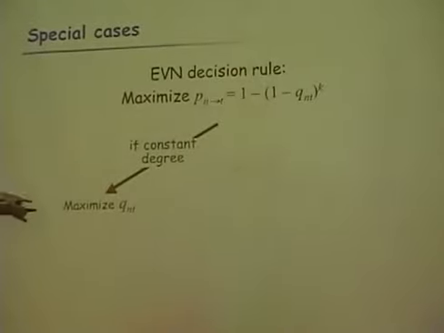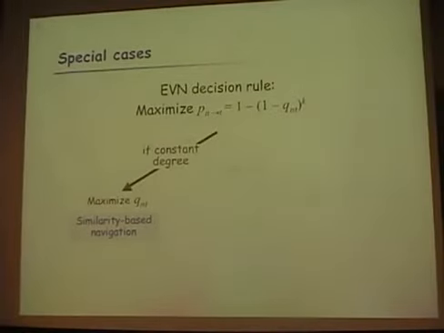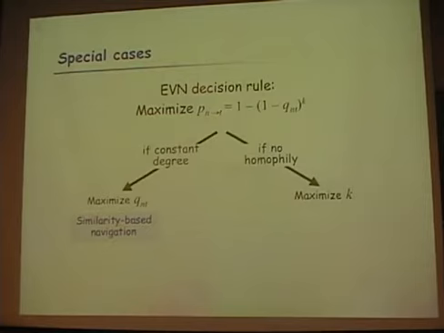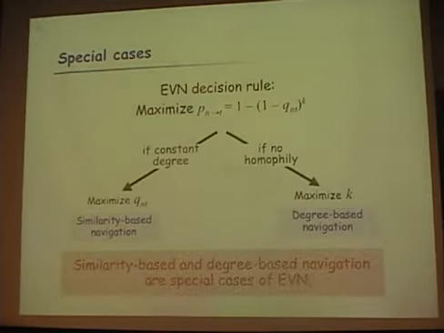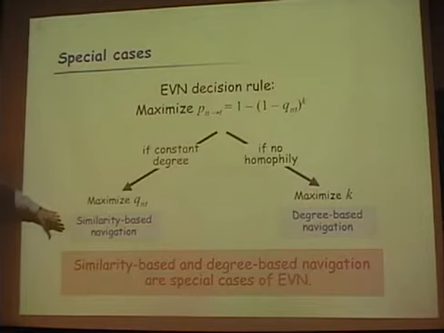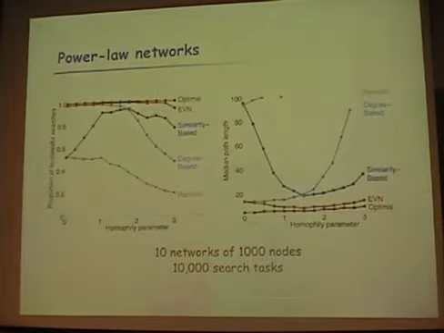If degree is constant, you're just maximizing this probability, which is similarity-based navigation. And if there's no homophily, you're just maximizing k, which is degree-based navigation. So this pleasantly reduces to the two main approaches in the extreme cases. But what happens in between, which is the normal case? Well, here's what happens in between.